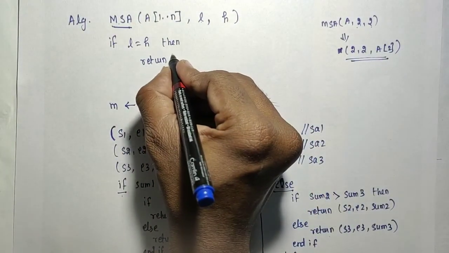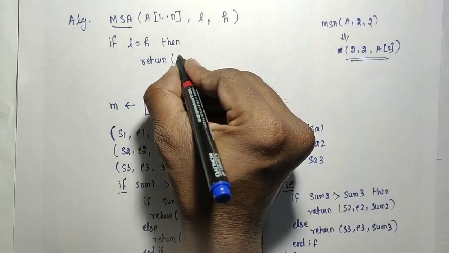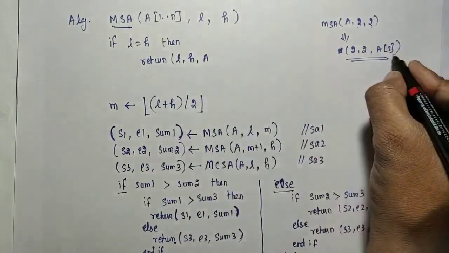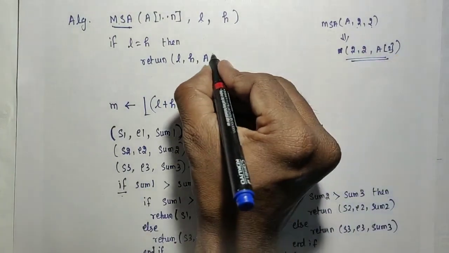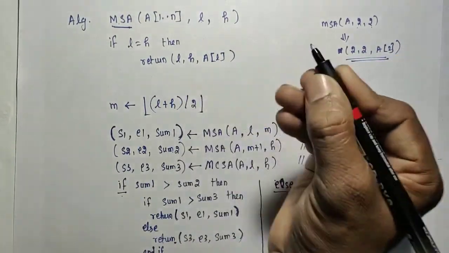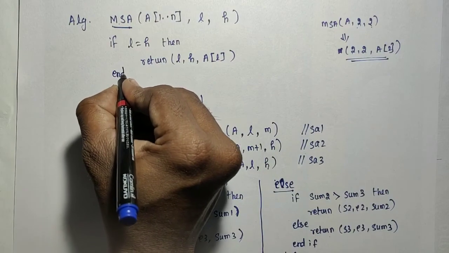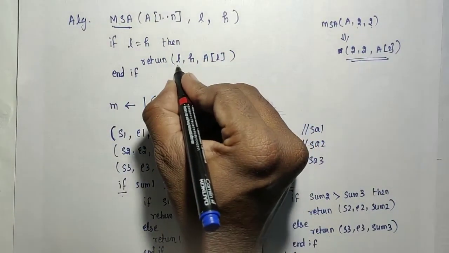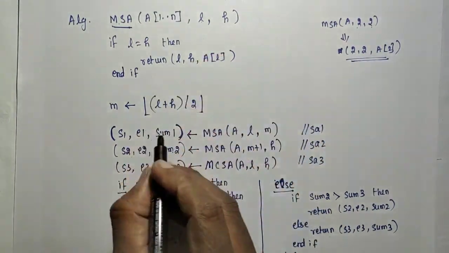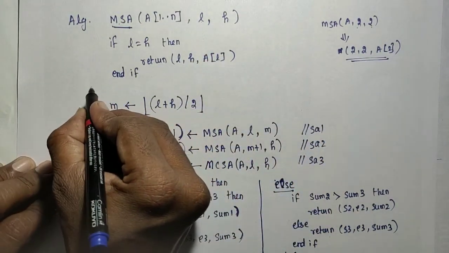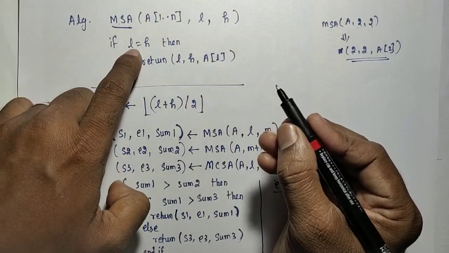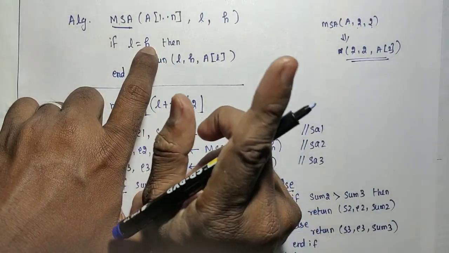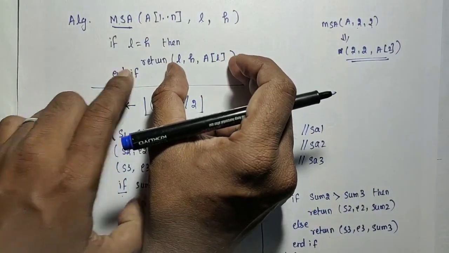So it means L, H, and then A of 2, which means either A of L or A of H has to be returned. So end if. So L, A of L or H, A of H, like that you can return. So this is for the base condition. If L is equal to H, only one element is there in that range, so that should be returned as the maximum subarray.